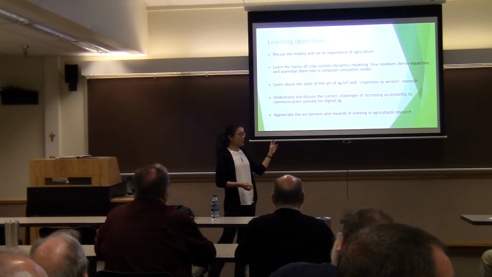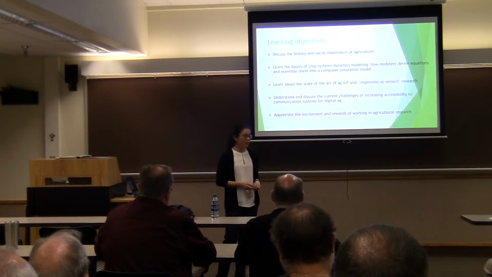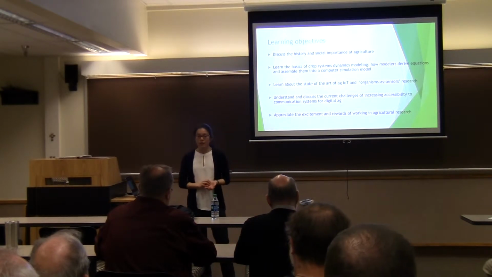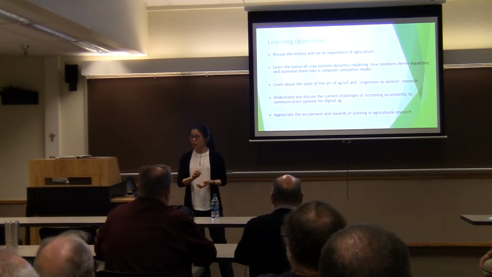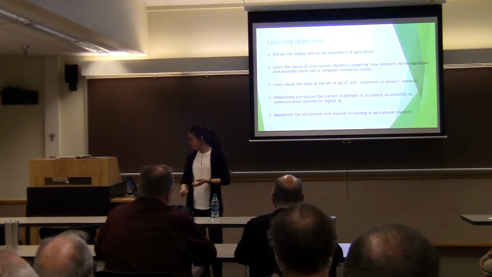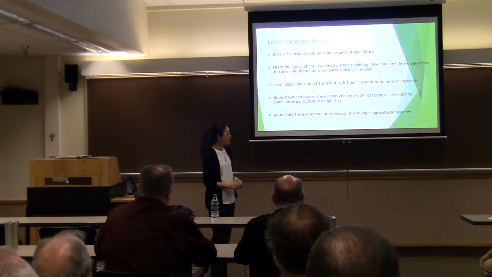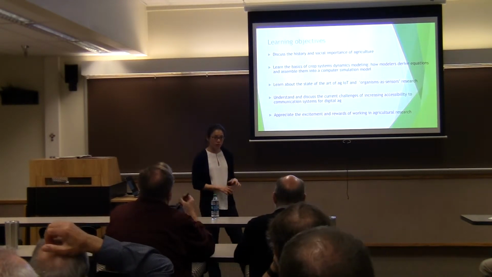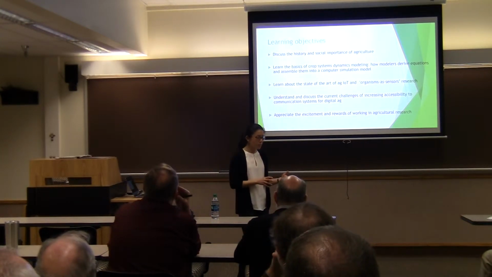And then this organisms as sensors research. This is like using the cow or using the maize plant as sensors. So there's a lot of research going on right now about how we can get at in-depth physiological traits that can help us monitor the health and productivity of our plants as they grow in situ. And then finally, well actually, second to last, understand and discuss the current challenges of increasing accessibility to communications for digital ag. So this would be sort of the science, the computer science part of this digital ag course.